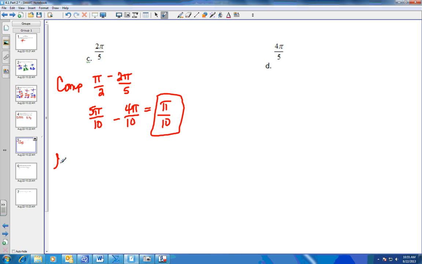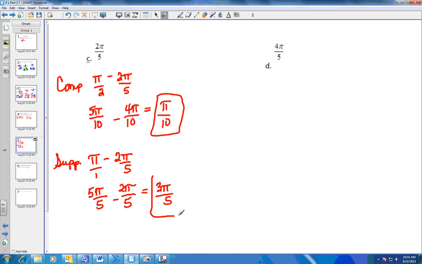The supplement is 180 minus the angle they give us, but 180 is pi minus 2 pi over 5. So find a common denominator. My common denominator is 5. So this is going to change to 5 pi over 5 minus 2 pi over 5, and I get 3 pi over 5 as the supplement.